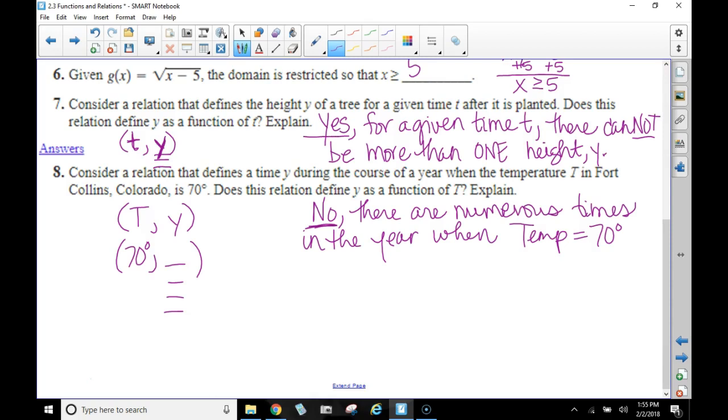All right, time to do your 2.3 homework. Once again, if you're ever going to be graphing, do that on graph paper.